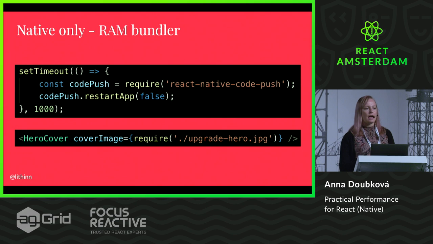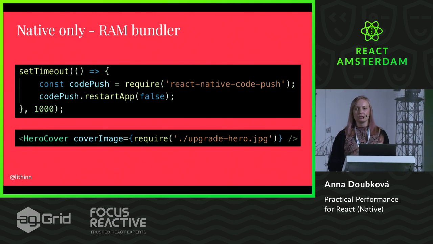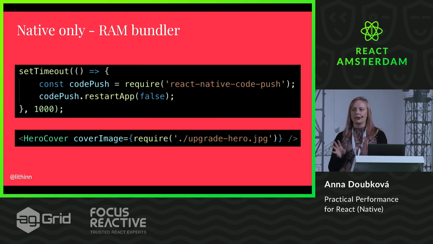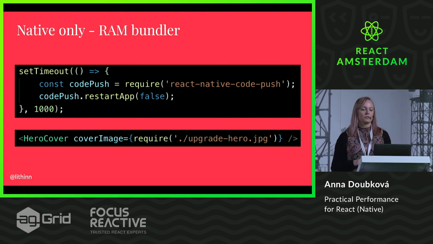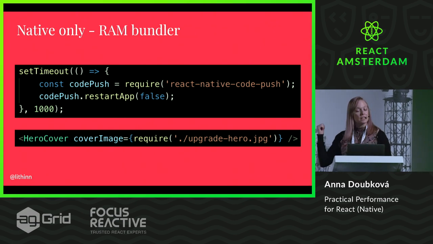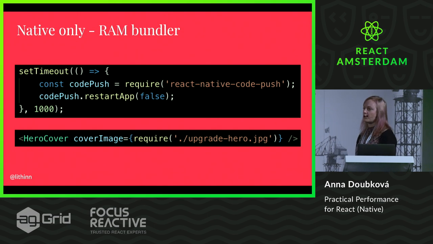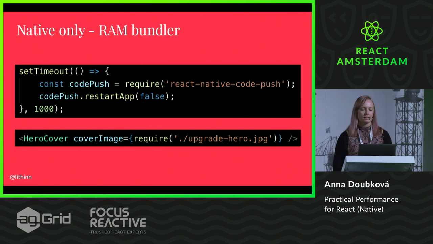RAM Bundler is an amazing tool for the long start. What it essentially does is it looks at the modules that you're requiring in at the startup, and if there are some that you don't need immediately, it's not going to load them in. And that shaves off quite a few seconds, especially if you're using a lot of native modules. So for example, if you have something like code push or camera or some hardware access libraries, it's much better to put them inside an inline require so that they are only required as and when needed.